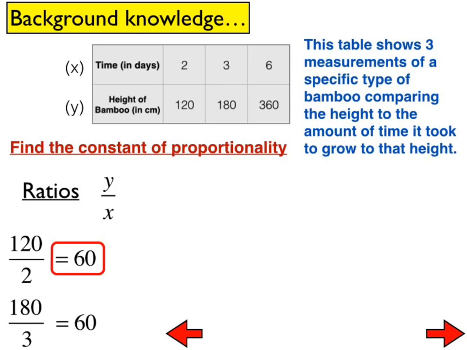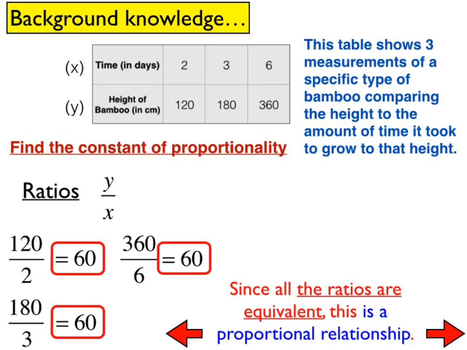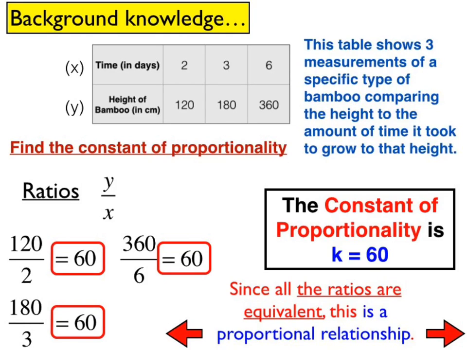So when I check all these ratios, they are equivalent. They are all equal to 60, and that 60 is the constant part of our unit rate, and it's referred to as the constant of proportionality. And we use the letter K to simplify that. So we use that variable so we don't have to write the words constant of proportionality. So K is equal to 60. That is the constant of proportionality.